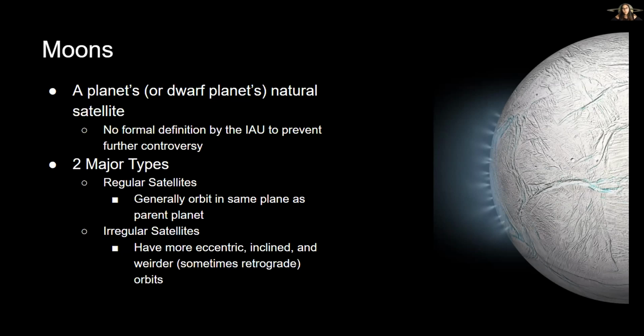And the other type, personally the more interesting ones, are the irregular satellites, because they tend to be either eccentric or inclined, and sometimes they move in retrograde, so backwards motion. And usually they're moons that have been captured by their parent planet, and they're kind of like asteroids or other rocky bodies that weren't supposed to be there in the first place.